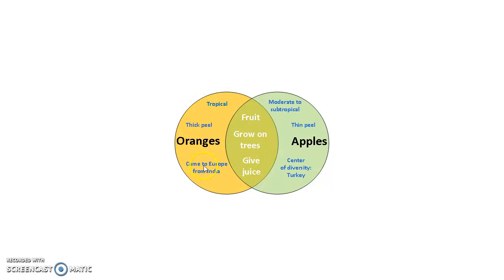So you can see where on this side, this is how the oranges are different from the apples. That's your contrasting information. And then here in the middle, you have your similar characteristics, and that's what you would be comparing between the two different concepts. So really simple.